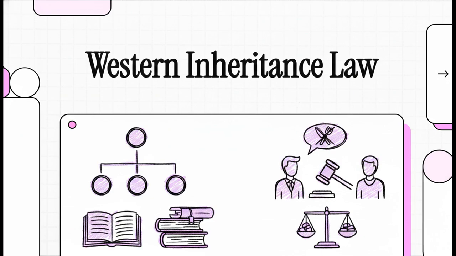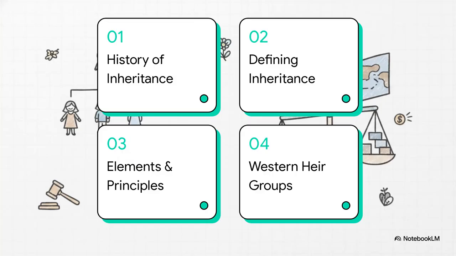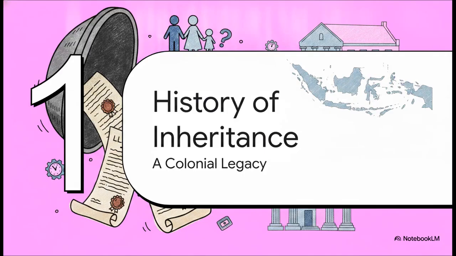So let's unpack these rules together so we can understand how this law actually works as a tool to resolve family disputes. Here is our roadmap for today, starting with the history of civil inheritance law, moving to its definition, then the elements and principles, and finally, the Western heir groups. Part 1. The history of civil inheritance law.